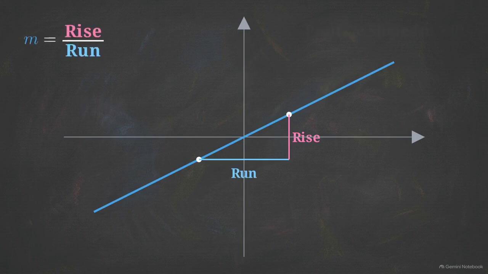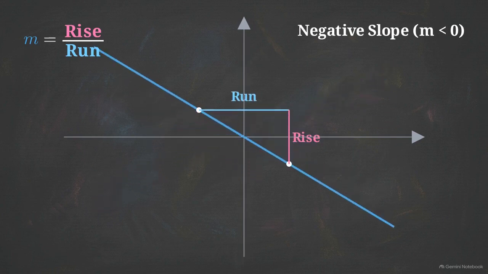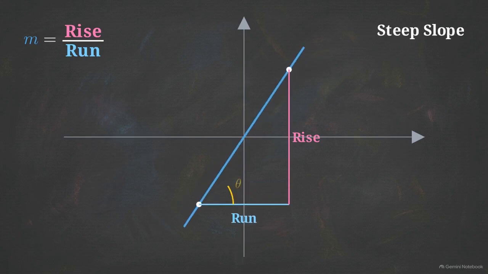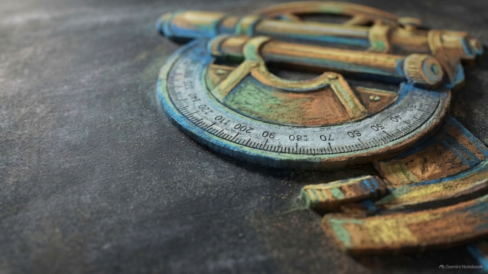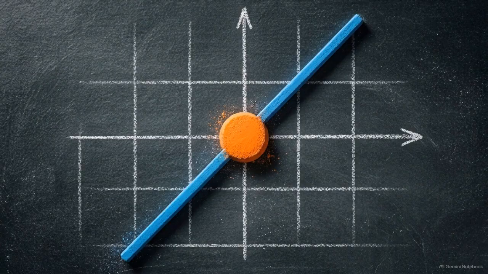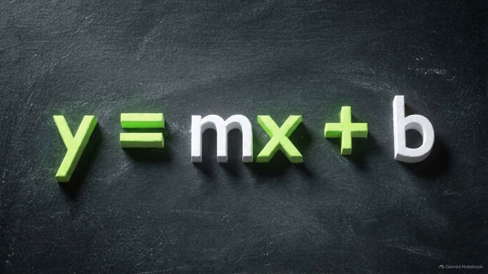The sign tells us direction. Positive climbs right, negative falls, and 0 is completely flat. Finally, the number determines steepness, tying slope directly to the geometric angle. By dividing rise by run, we take a physical angle and turn it into a single algebraic ratio we can compute. Once we know that slope, we can lock it to a static starting point on the y-axis. That combination gives us y equals mx+b, the master equation for any straight line.